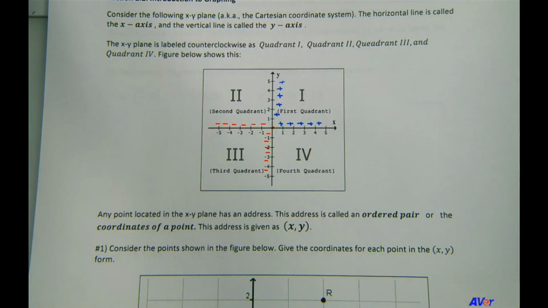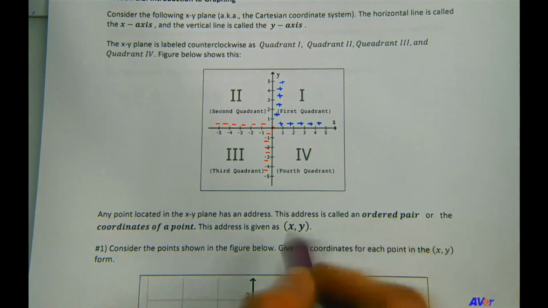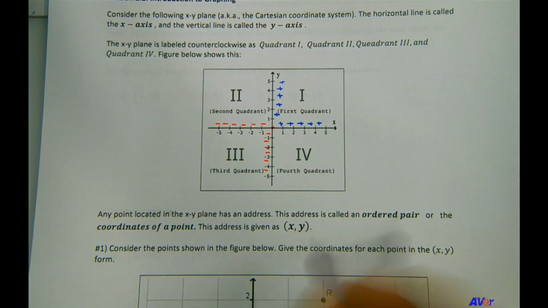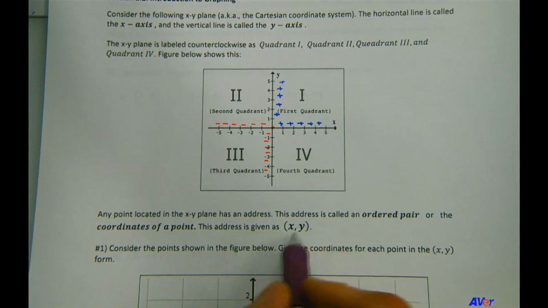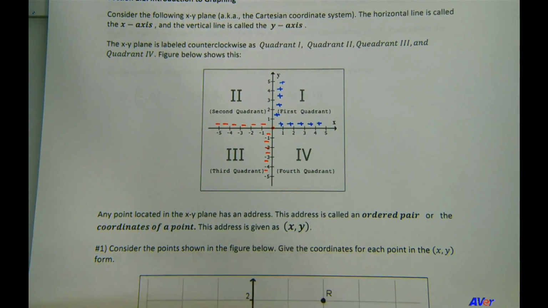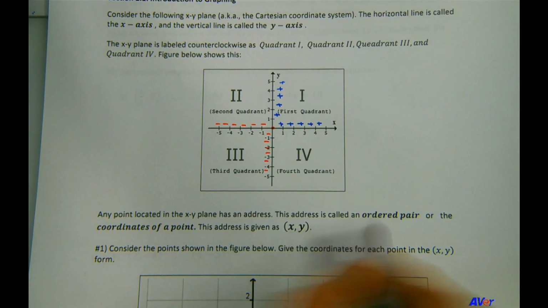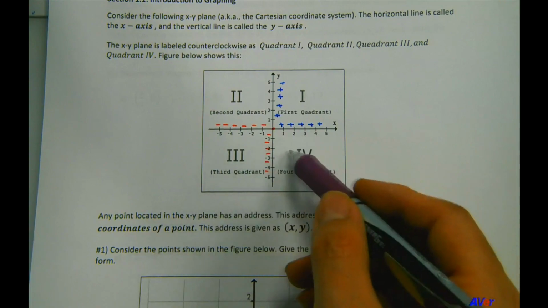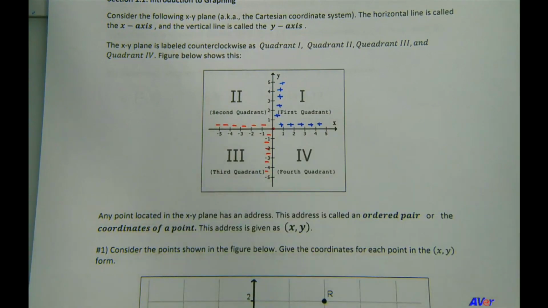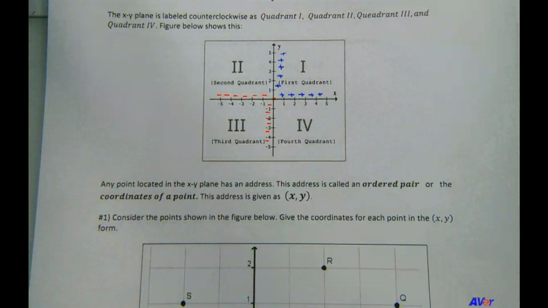Any point located in this XY coordinate system within this plane has an address. And the address of it is called the ordered pair, which is shown by that. This is how we show an ordered pair. If you're talking about intervals, then that notation refers to an interval of some sort. But in this case, it's called the ordered pair, and it's the address of any point that is located within this XY coordinate system.